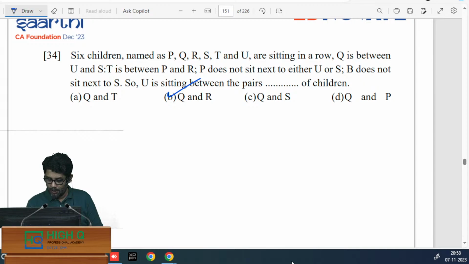First, let me do it. Q is between U and S. Okay. T is between P and R. P does not sit next to either U or S. So T cannot be here or T cannot be here. Am I right, my dear? B does not sit next to S. So B cannot be here. Fine. So what exactly will come, my dear?